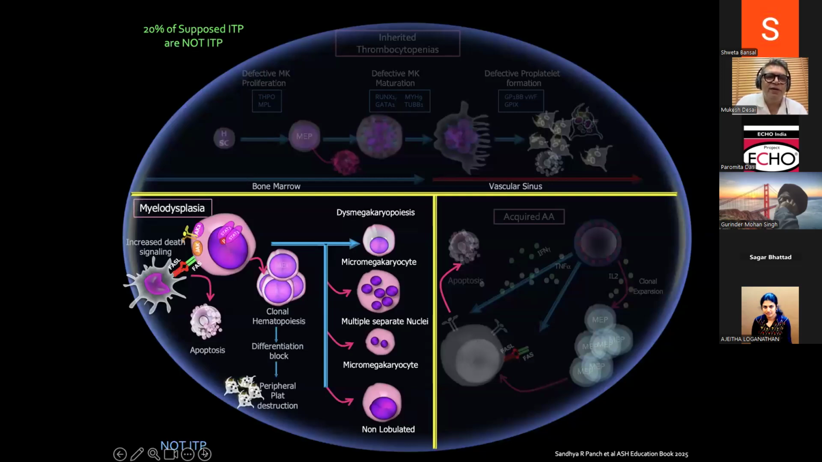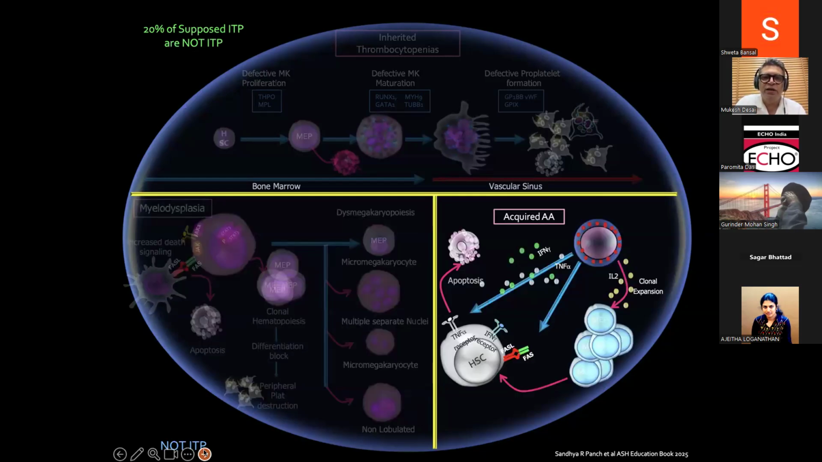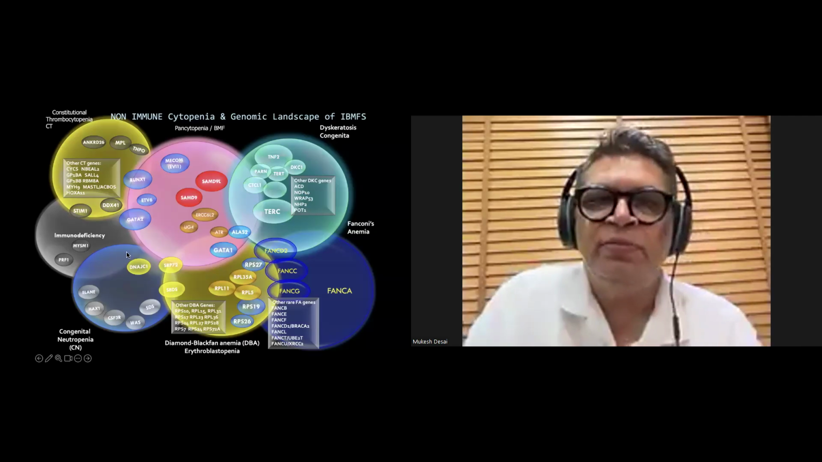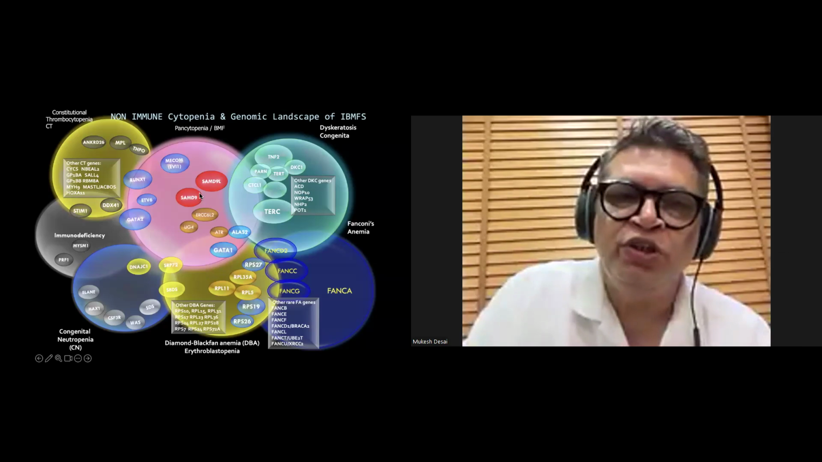So myelodysplasias can very characteristically mimic an autoimmune cytopenia, and we all know that acquired aplastic anemia can also be a problem. This is a very interesting cartoon which I have taken from the French study on the genomic landscape of inherited bone marrow failure syndrome. And you will realize that all of this can come to you with unilineage or multilineage cytopenias and can behave like an autoimmune cytopenia. So you need to be extremely aware.